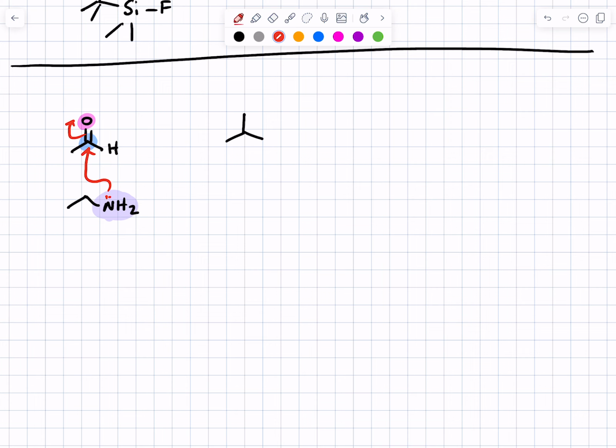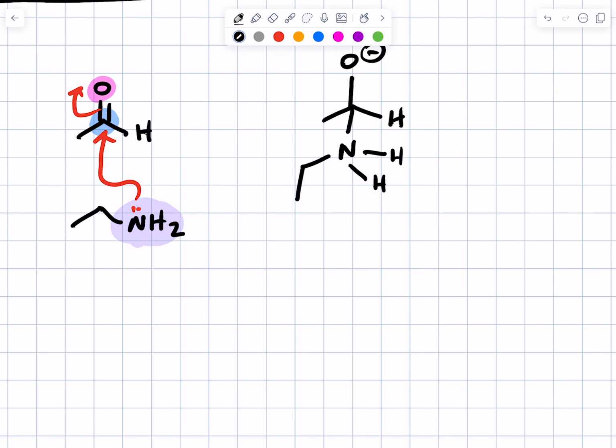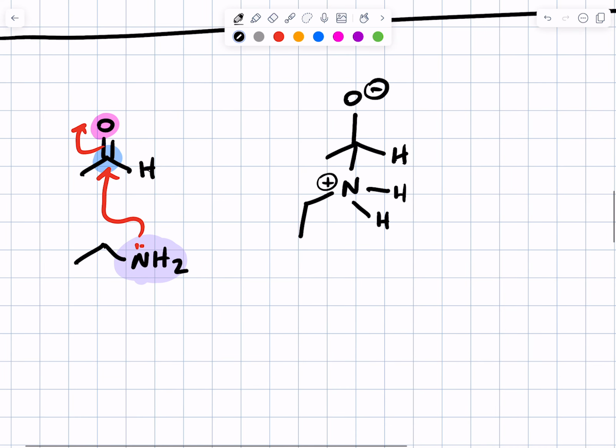I'll even draw the arrows that are the instructions for that intermediate so we can ask the question, is this reasonable? If we make a new bond between carbon and nitrogen, that nitrogen's already bonded to three things, so it would have a positive formal charge. And the question we've got to ask is whether the nucleophile is a good enough nucleophile to make a negatively charged oxygen intermediate.